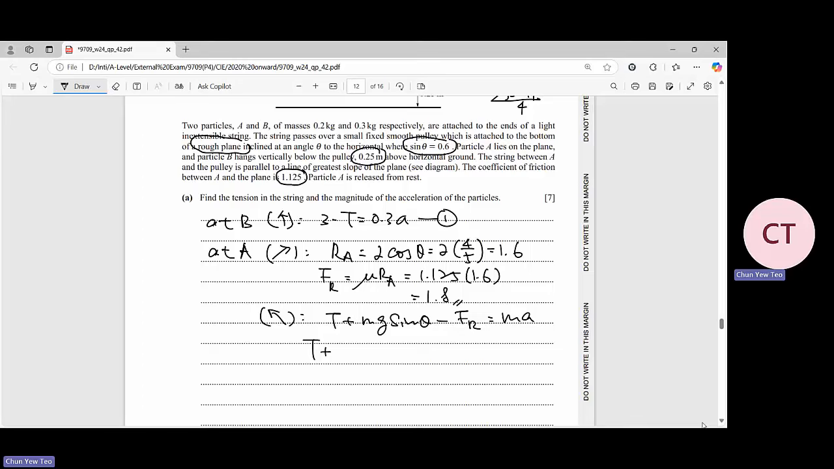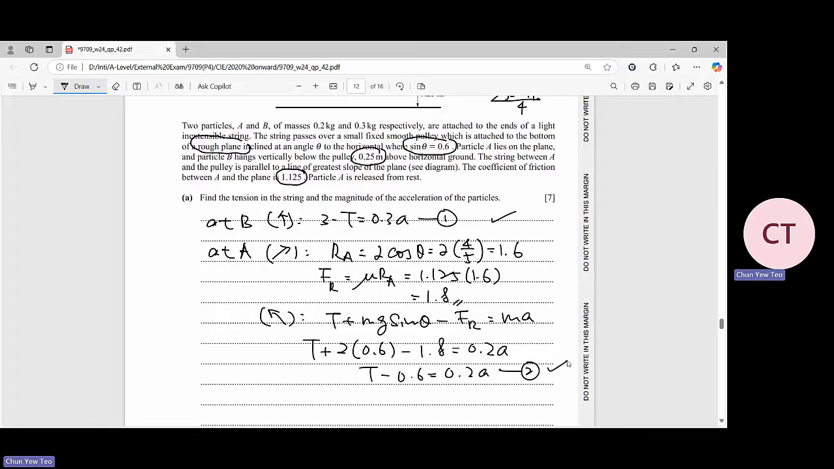The mg is referring to the mass of A. The mass of A is 0.2. So this one is 2 sine theta minus 1.8 is equal to 0.2 a. So you have 2 sine theta minus 0.6 is equal to 0.2 a. That will be my second equation.